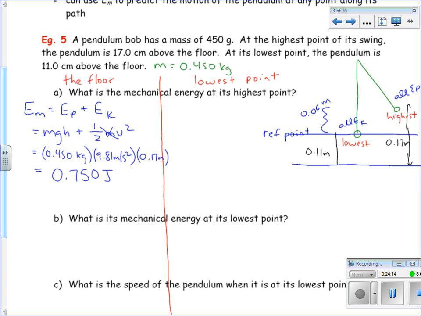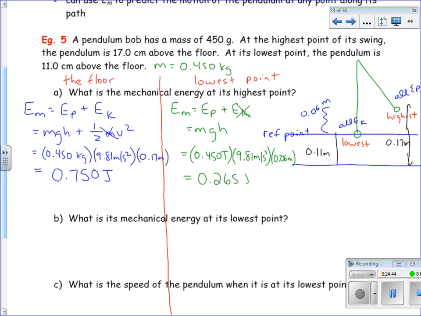If we use the lowest point as the reference height, then our mechanical energy is still just from potential energy because there's no kinetic there, so it's just mgh. We just are using a different value for h, which will make our mechanical energy different. But when we go to solve for velocity, that will still be the same. So 0.265 joules.